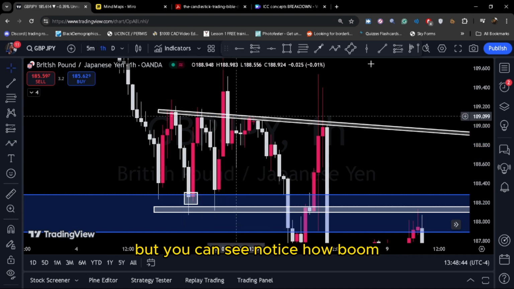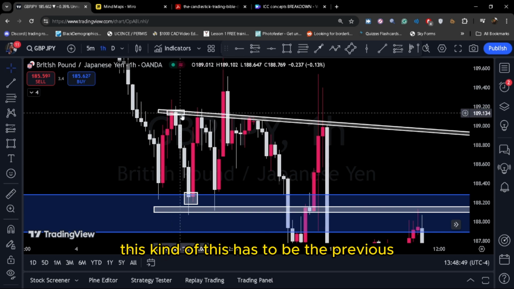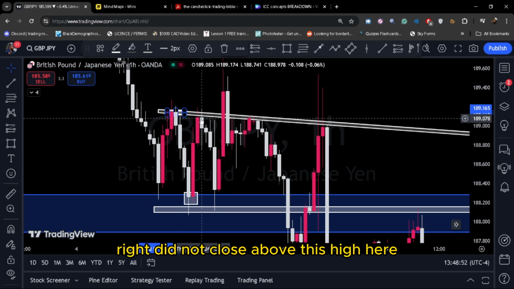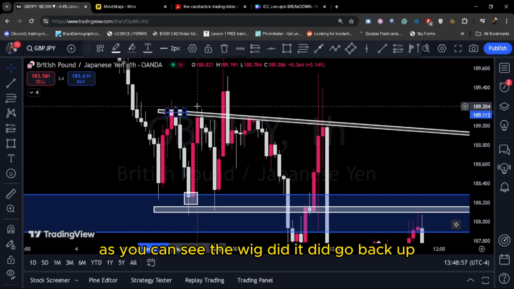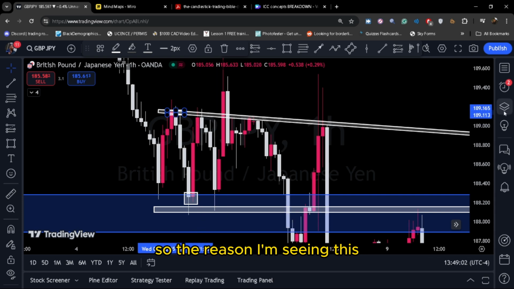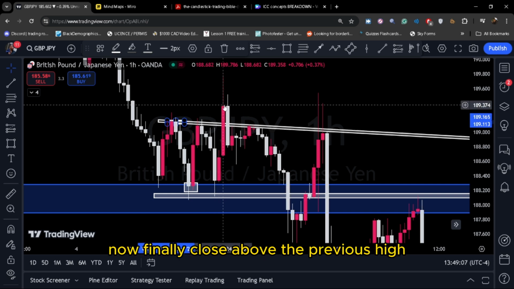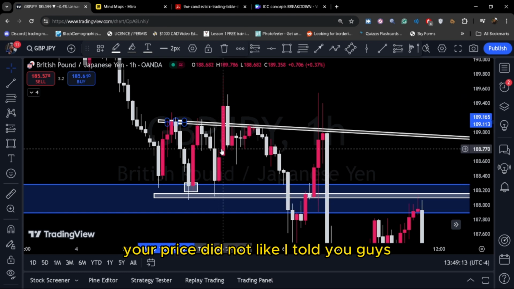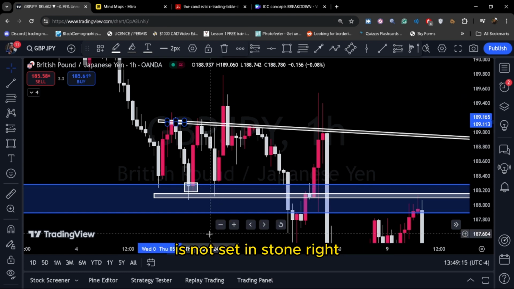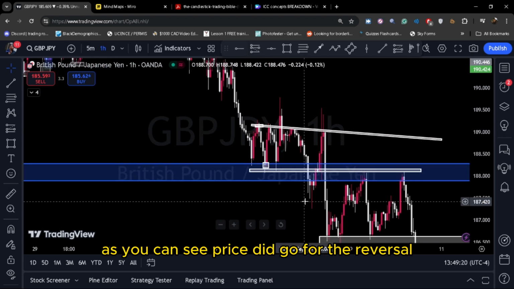But as you can see, notice how, boom, this is the previous high. This has to be the previous high, because price did not close above this high here. As you can see, the wick did go back up, but it still closed below, right? Now price finally closed above the previous high, indicating price wants to change trend. But in this case here, price did not. Like I told you guys, it's not set in stone, right? So in this case, it's the 20% of the time it went against us, and as you can see, price did go for that reversal.